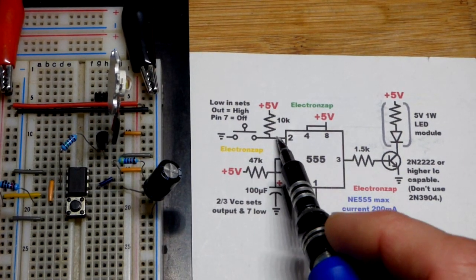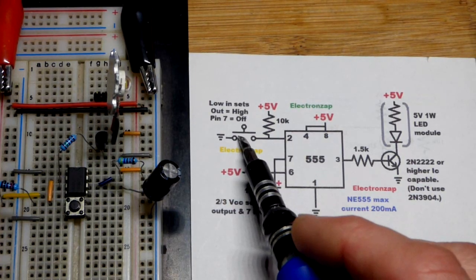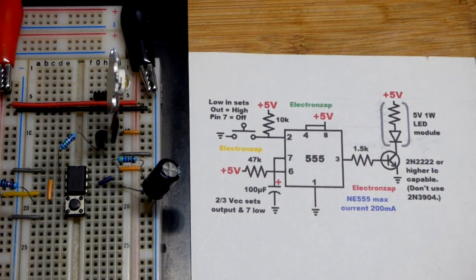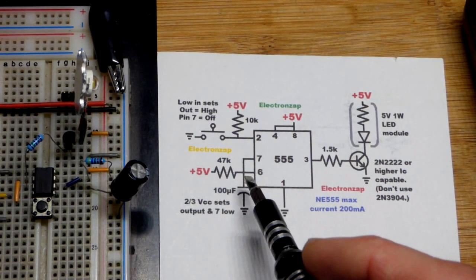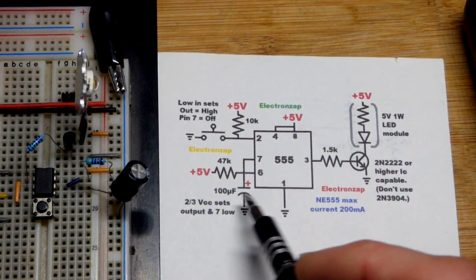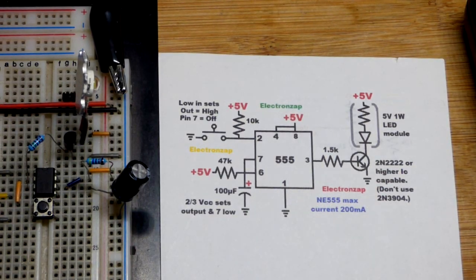So, with a high input, the trigger pin is kept from doing anything. Press the button, and a low input goes to pin 2. That sets the output high. The LED module turns on and the capacitor charges to 2/3 supply voltage. When it hits that, it discharges, the output goes low, and that turns the LED off.